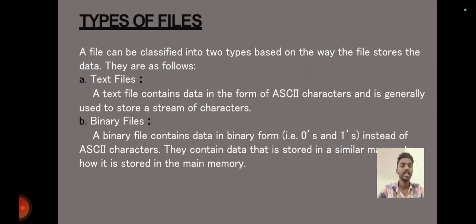Types of files. A file can be classified into two types. They are text files and binary files. First one, text files. A text file contains the data in the form of ASCII characters and is generally used to store a stream of characters. Second one, binary files. A binary file contains the data in memory in binary form, zeros and ones, instead of ASCII characters. They contain data that can be stored similar to how it is stored in the main memory.